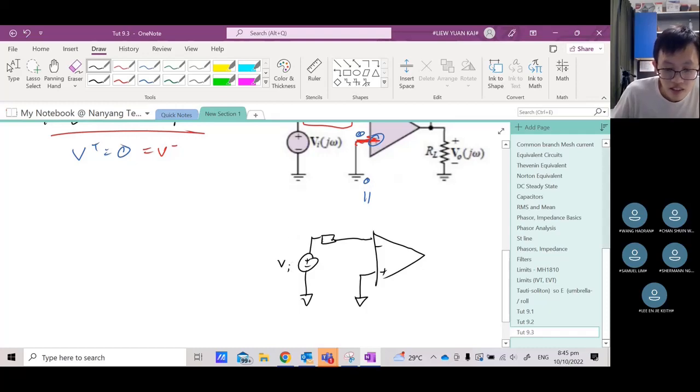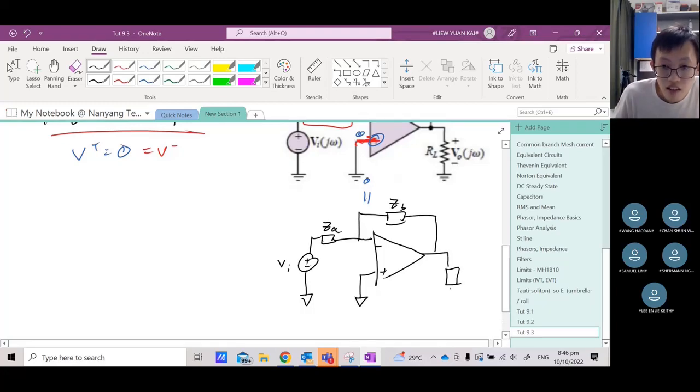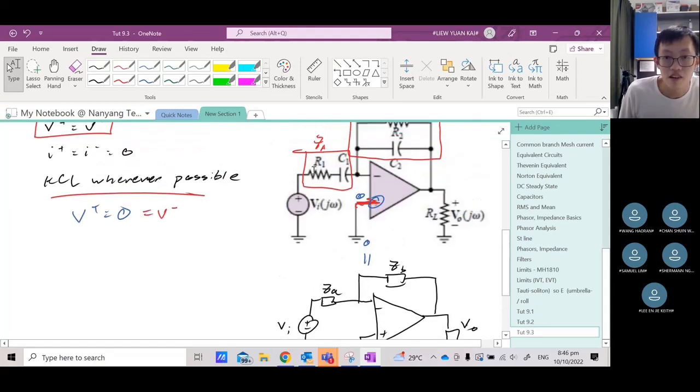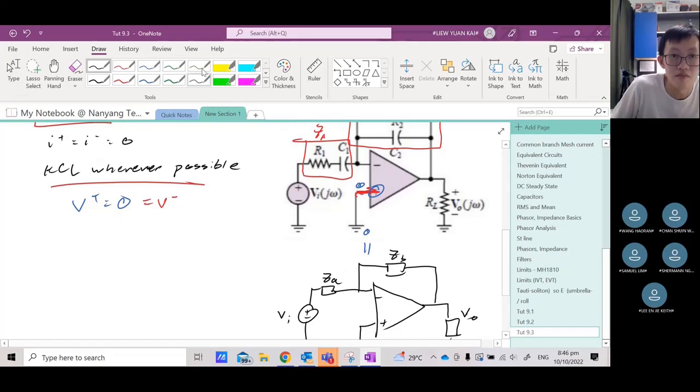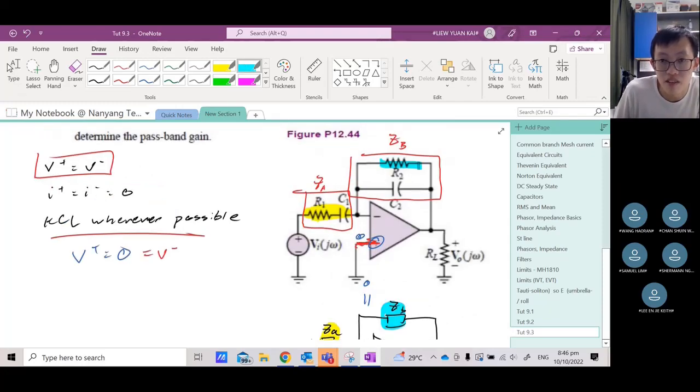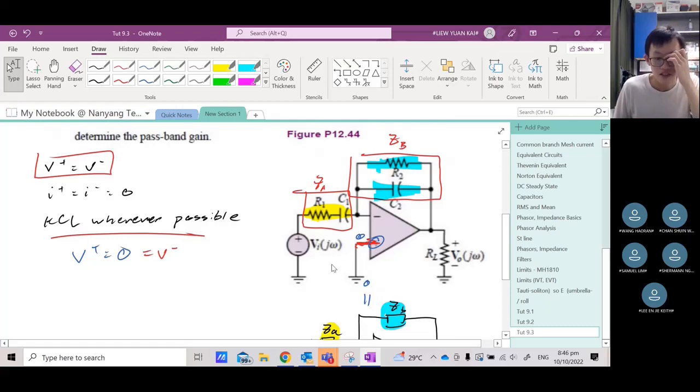Sorry, V in. So this is the ZA that I was talking about. Then it will go through here, and this is the ZB that I was talking about. Then it will come out like that. So what I was doing is I was basically copying the whole thing, except I replaced the combined devices like this with a single device like this, just to simplify my problem. And then this one will match these two combined devices, this and this. Okay?